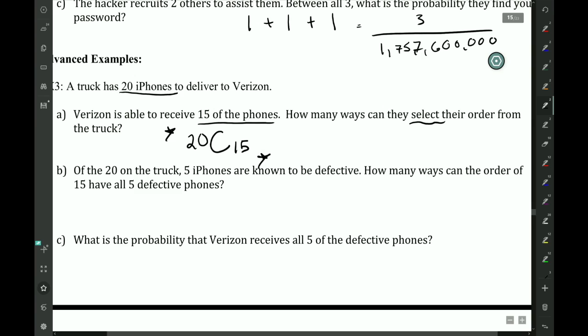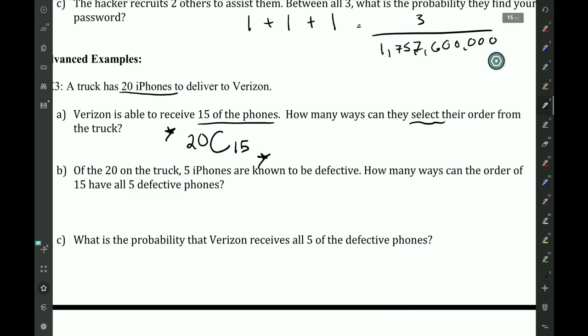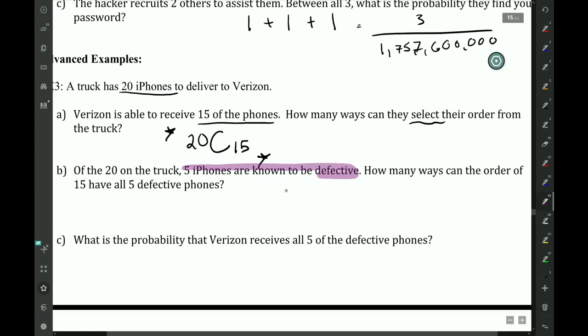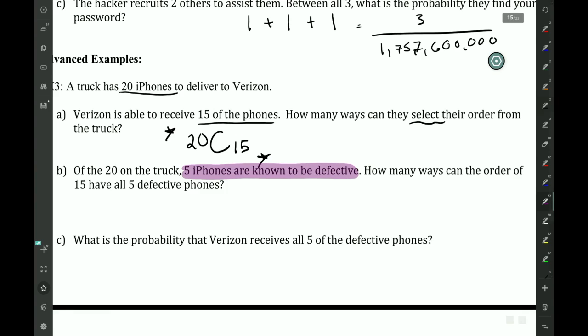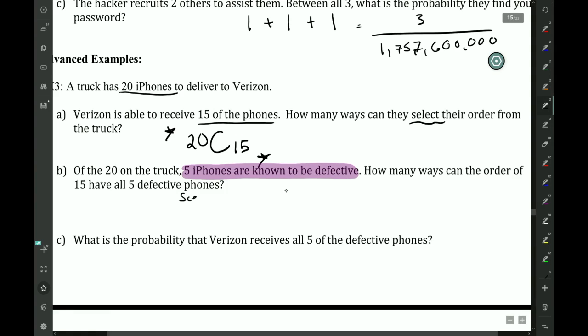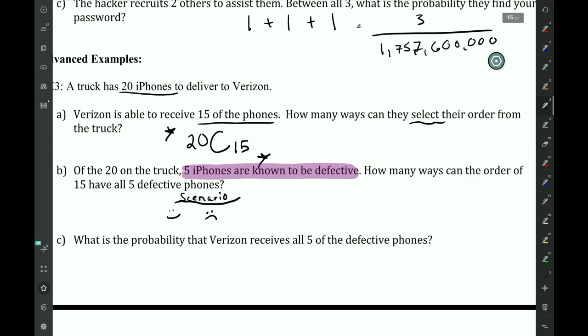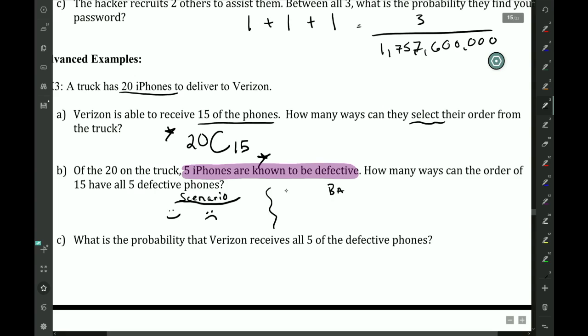Of the 20 on the truck, 5 phones are known to be defective. How many ways can the order of 15 have all defective phones? Here's another scenario. Well, almost. We're going to have good phones and bad phones in our selection. First, let's consider how many ways we can get the bad phones. There's 5 of them, and I'm going to be choosing all 5.